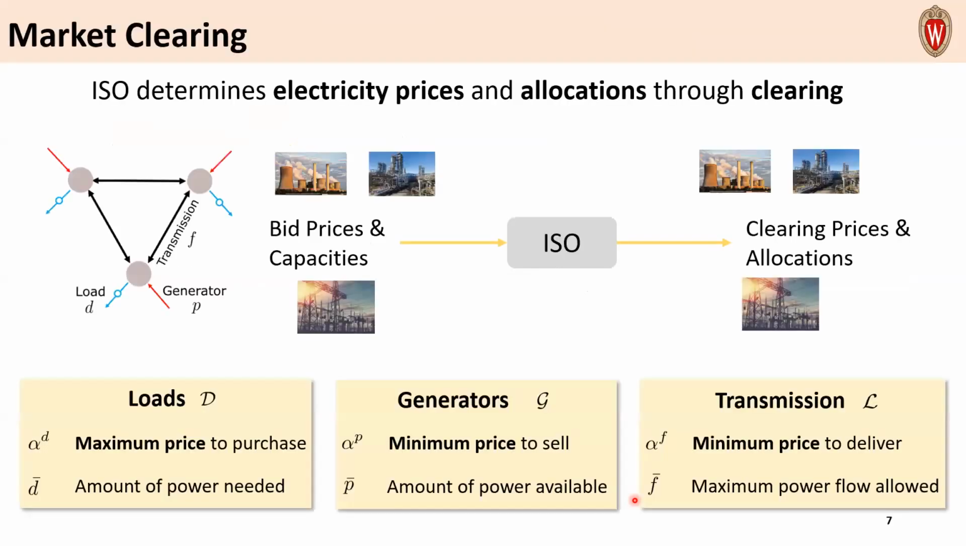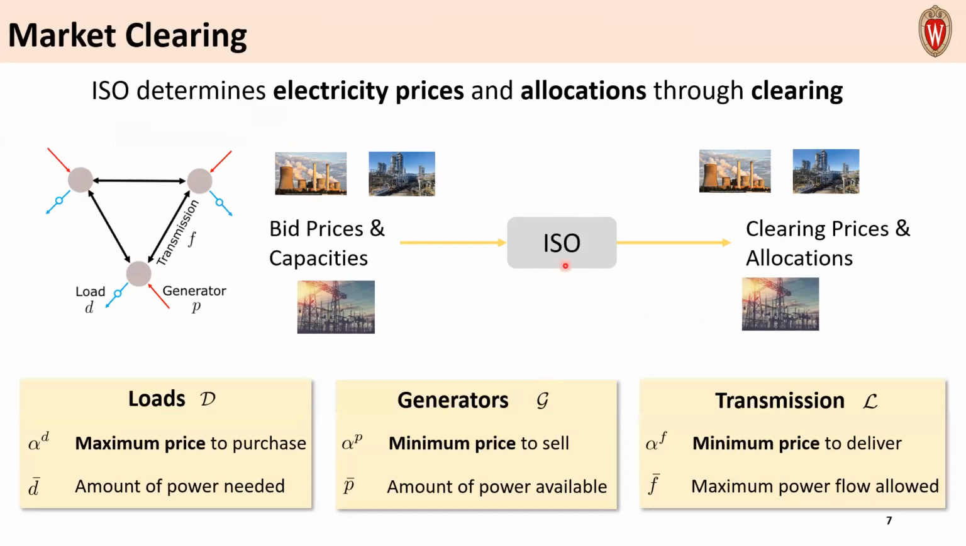So now I want to talk about how we incorporate flexibility into market clearing models. Before actually getting into flexibility, let me start with a quick review of electricity market clearing. Electricity market clearing is the process by which an independent system operator, or ISO, decides electricity price and allocation that are economically optimal and physically feasible.